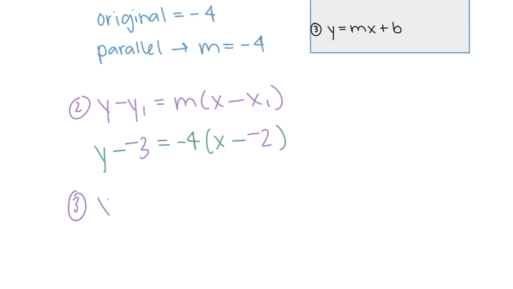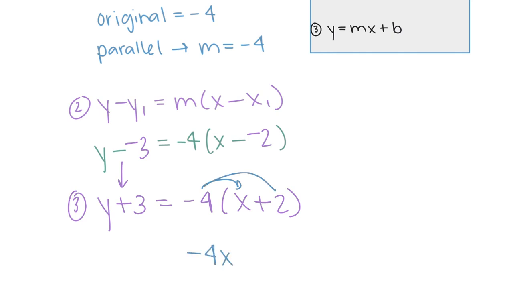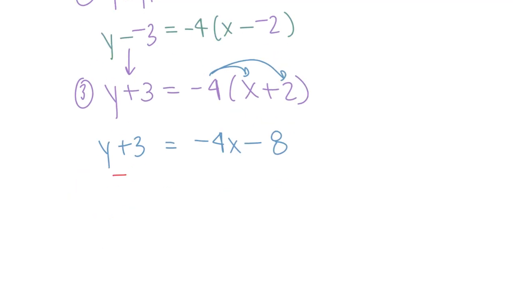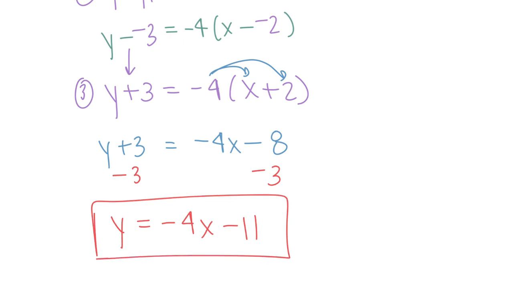Step 3, change any double negatives to become positives, so you don't mess up there. Distribute to get rid of the parentheses. And then add or subtract the number next to the y over to the other side. All right, and that would be your answer.